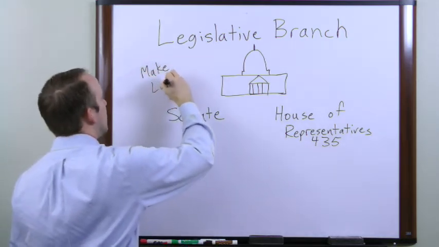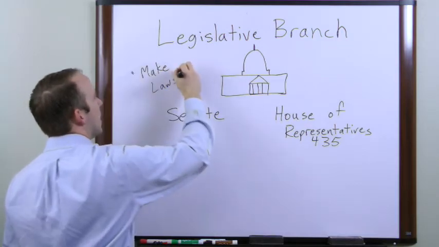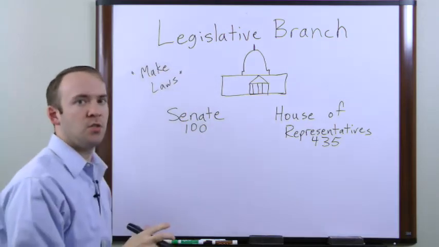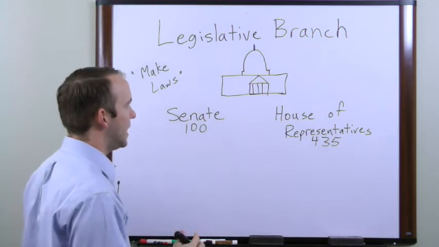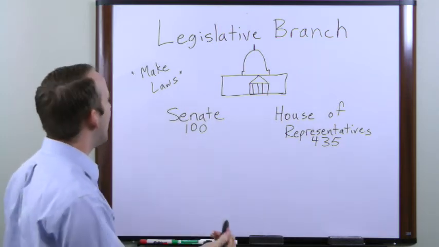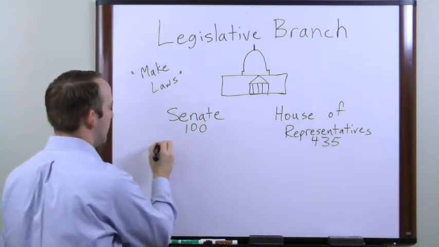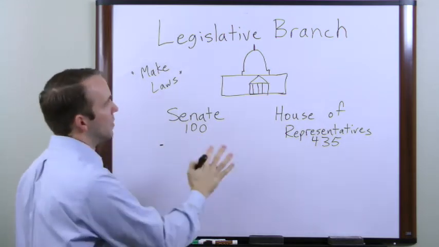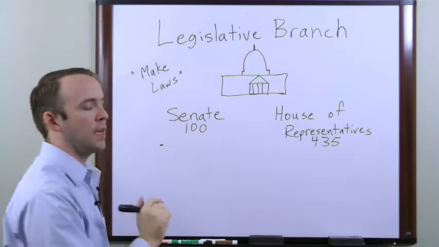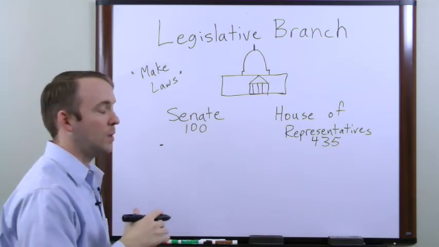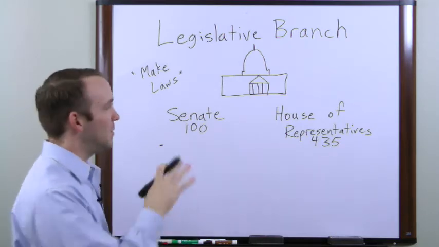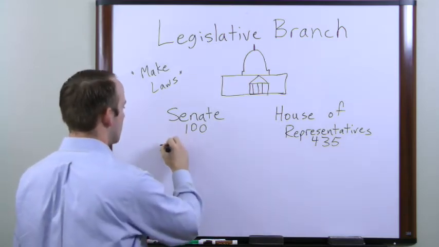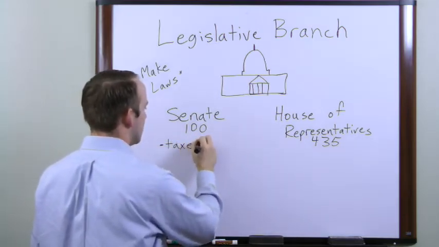Okay? But that isn't the only thing they do. They're given a number of powers from the U.S. Constitution, which was established in 1787. What are some of the powers that they do? Taxing. The U.S. Congress is the branch that is responsible for taxes. So if you want to complain about taxes, you can take it up with Congress. So they deal with taxes.